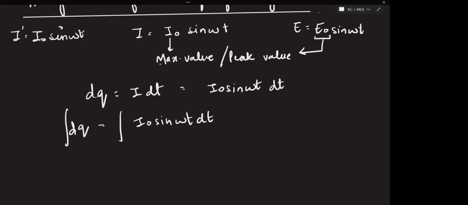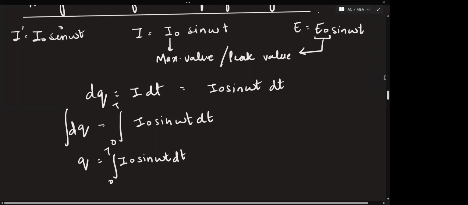So this complete charge, let's say the complete charge is Q. Integration from 0 to capital T. Capital T is the total time that we are taking. dt was a small time instant. Capital T is the total time. So it becomes the integral of I naught sine omega t dt from 0 to capital T. From here you can begin your derivation.